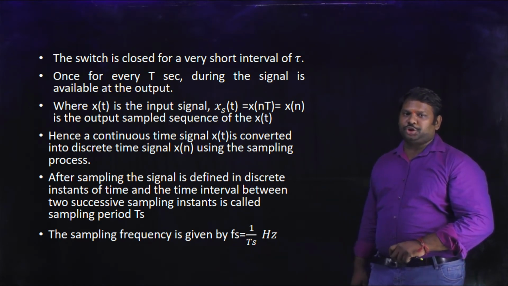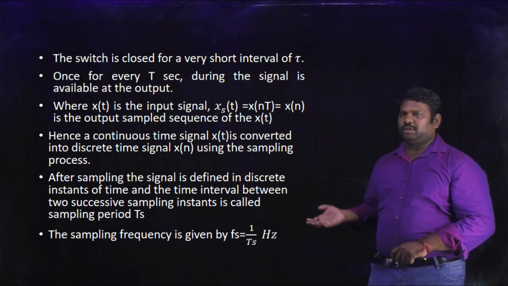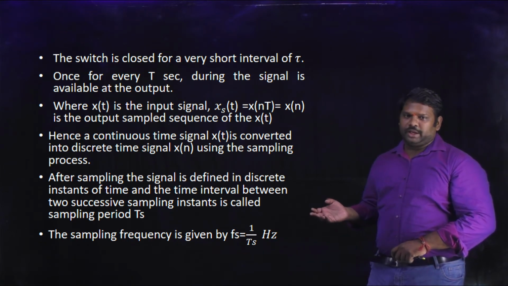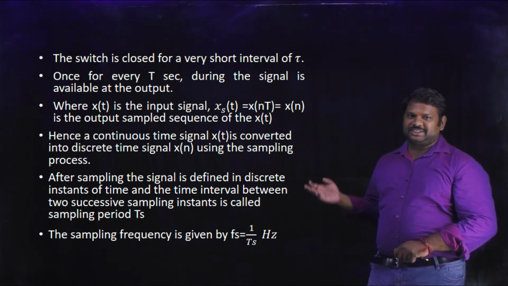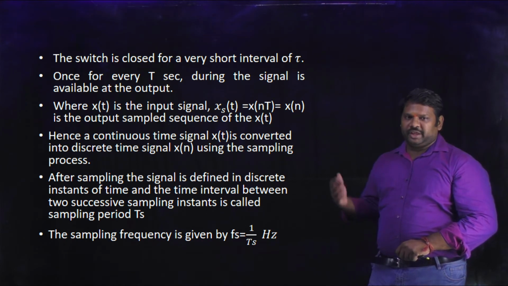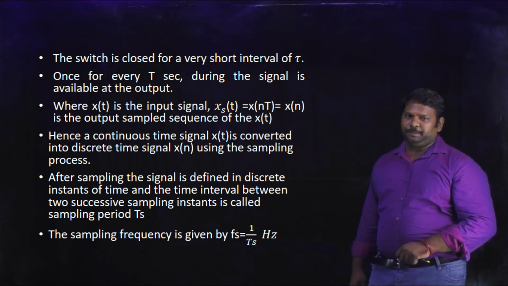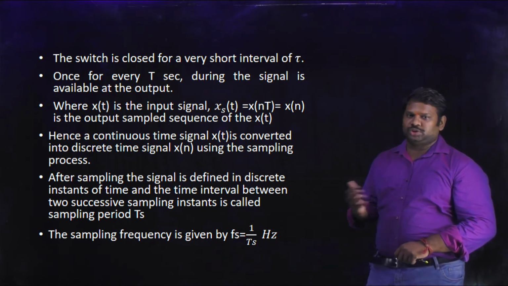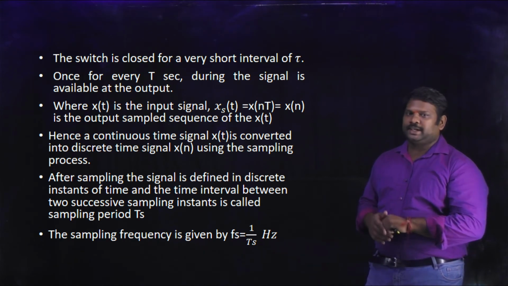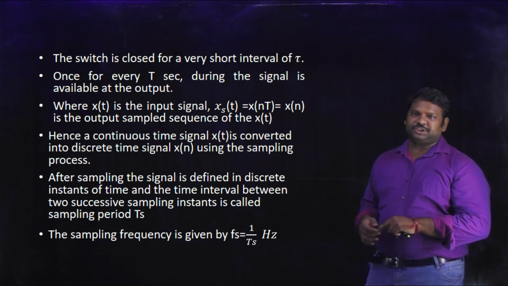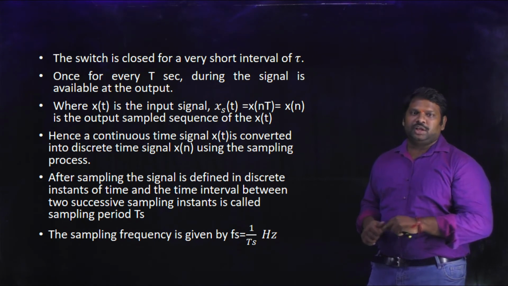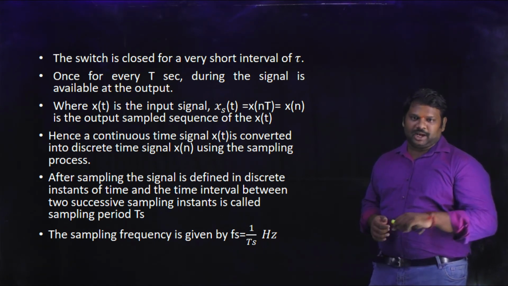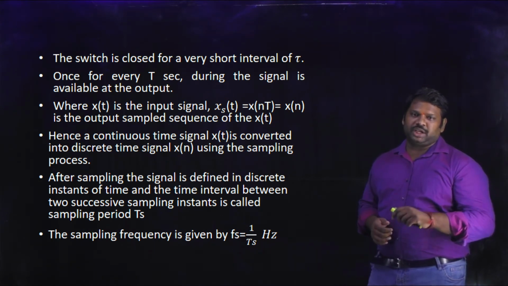And here is a continuous time signal x of t, which has been converted into the discrete version like x of n. After the sampling, the signal is defined at discrete instances of time, and the time interval between two successive samples, we have seen it as TS. That is, the first sample is at t is equal to 0, the next sample will be at TS, and the next sample will be at 2 TS, and so on.